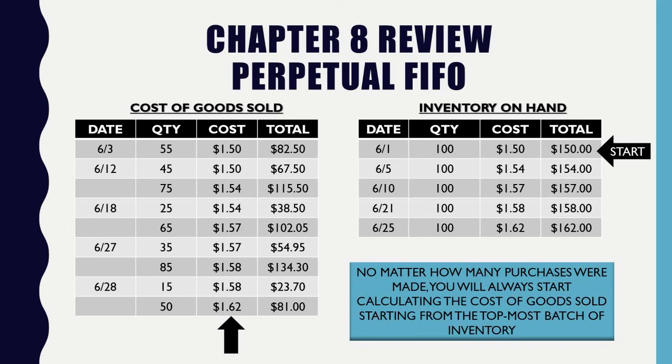So here's the chapter review. We learned what FIFO was, where we take our inventory and start from the top and make our way down to the bottom. As we constantly calculate our cost of goods sold, we're constantly taking our first batches of inventory and slowly going through one of them at a time.